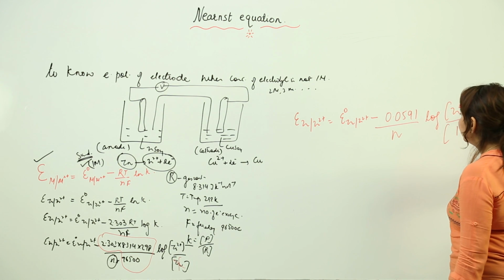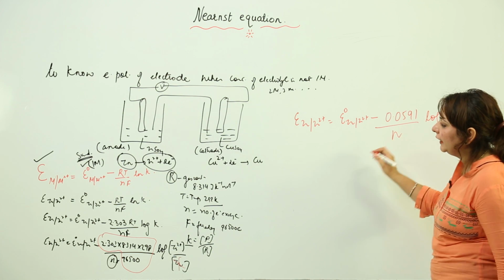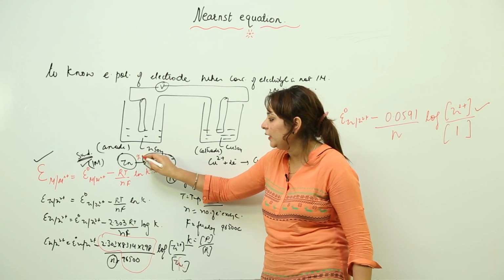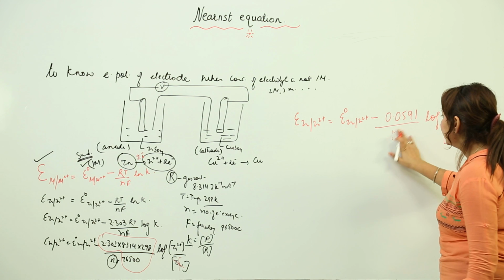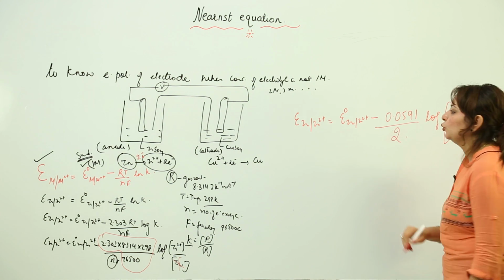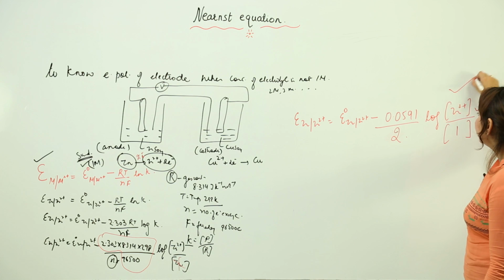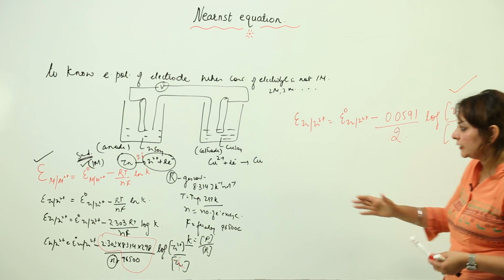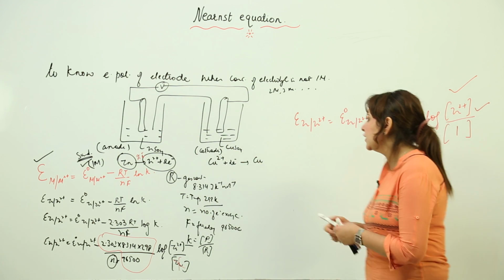So my equation becomes this, and I can even write the value for n, as I have seen that it is the exchange of 2 electrons here. So that means my n is nothing but 2. So this is how I can write the half cell expression for this beaker. Similarly, we can write for this beaker.